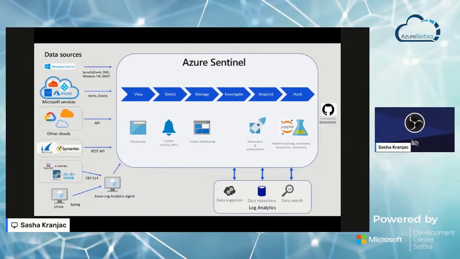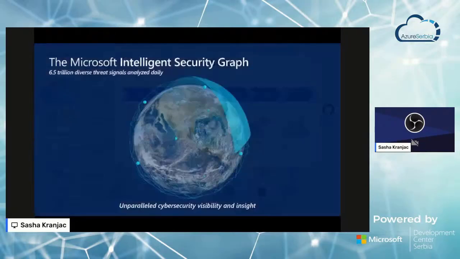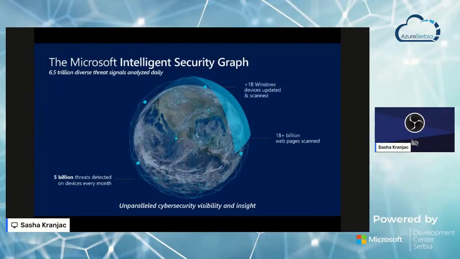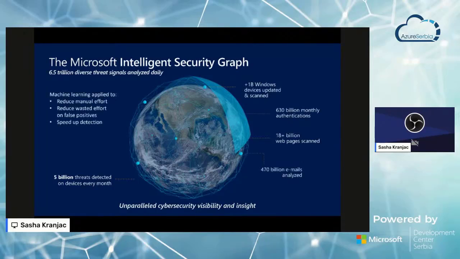But we'll see an overview of how to get started in Sentinel. So just an overview. I won't go much into detail and depth, but just to give you an overview of the huge amount of data that we are talking about. So the Intelligent Security Graph is a series of systems that are interconnected, and these systems have the data that enhance these Microsoft security capabilities and machine learning and artificial intelligence.